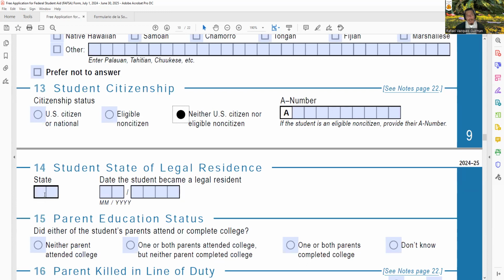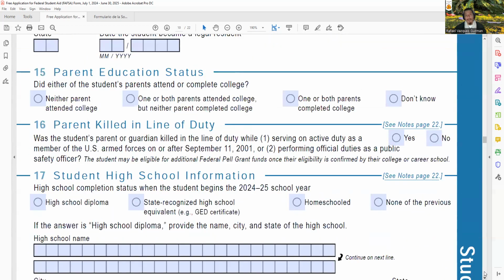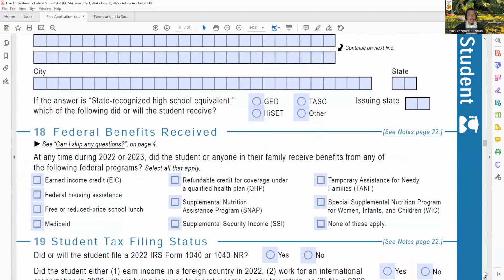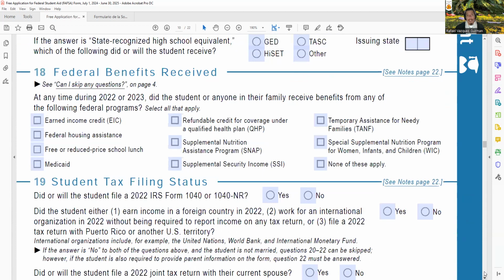What state do you reside in and your legal residence? When did you arrive there? It could be your birth, right? And then again, information about your parents, your high school where you graduated, and then if you got any benefits, whether it is food stamps, for example, or if you're in high school, or the year before you were in high school, if you qualify for free or reduced lunch.